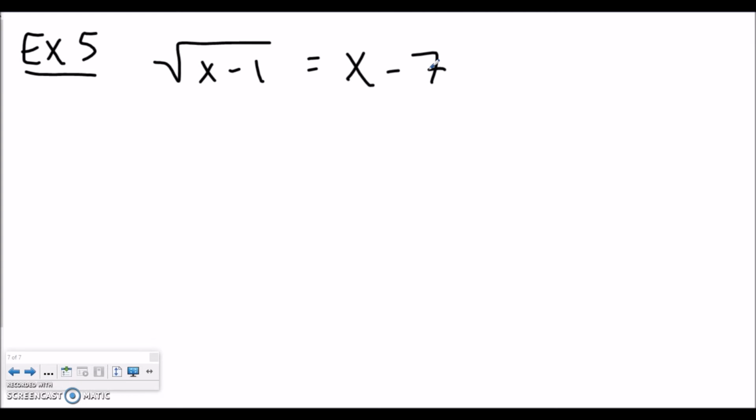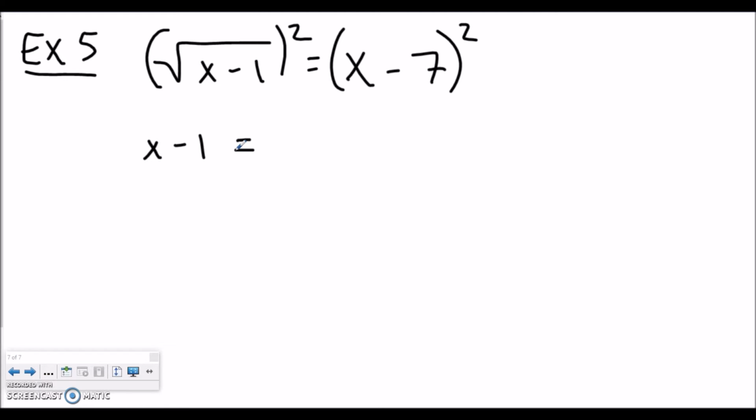So hopefully you think, well, on the left side we have a square root, we want to get rid of it, so we need to square both sides. And you would be absolutely correct in saying that. The left side, square root of x minus 1 squared, that's just x minus 1. Easy. But what did you get for the right side when you took x minus 7 and squared it?